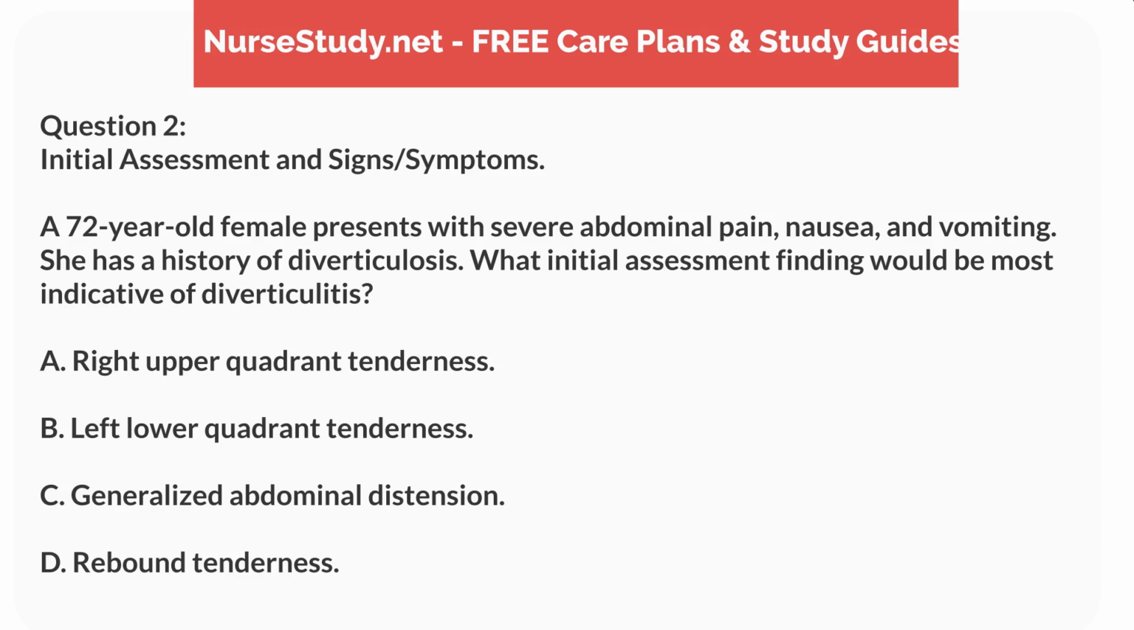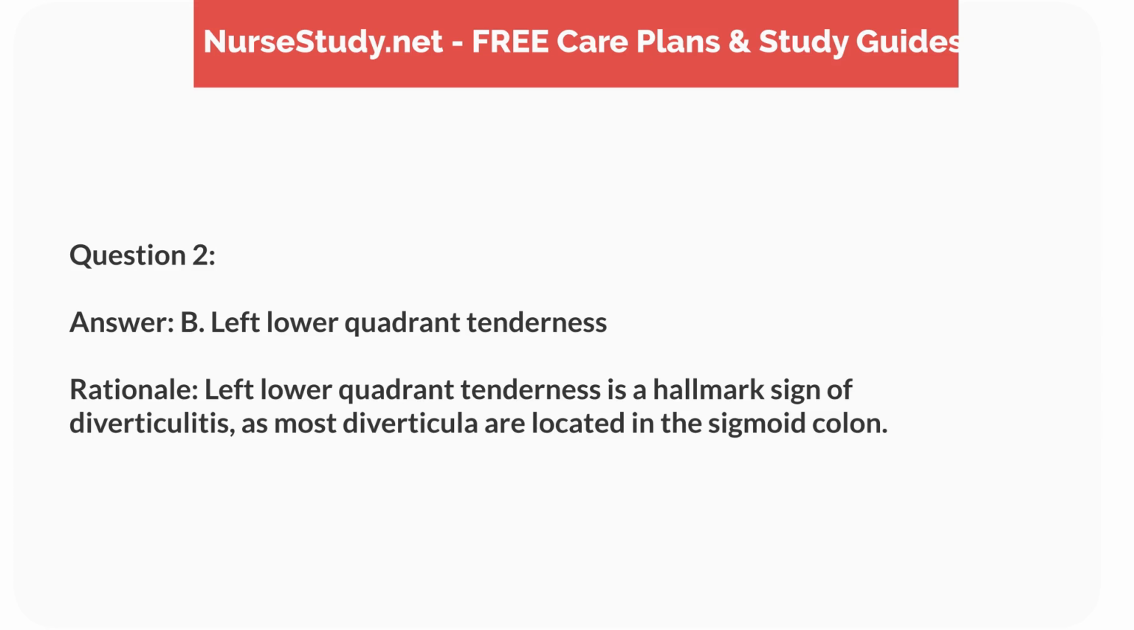A. Right upper quadrant tenderness. B. Left lower quadrant tenderness. C. Generalized abdominal distension. D. Rebound tenderness. Answer: B. Left lower quadrant tenderness.